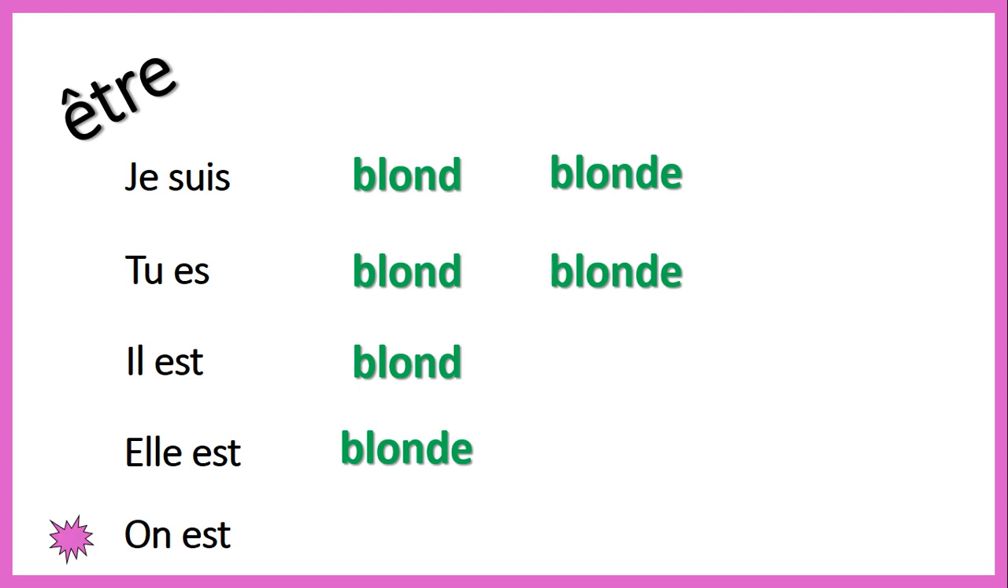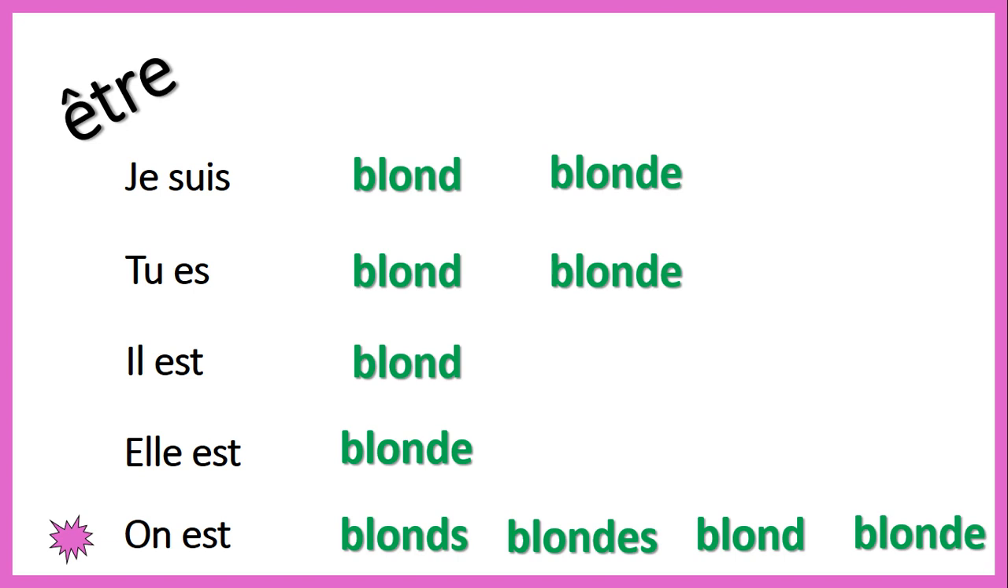And as we said, on est, on is said like il and elle, but the meaning is us, which we will take a deeper look into a bit further in this same video. So, on est, we could have the 4 forms. We will discuss this later on, but I'm going to pronounce it here. On est blond, on est blonde, on est blonds, on est blondes.